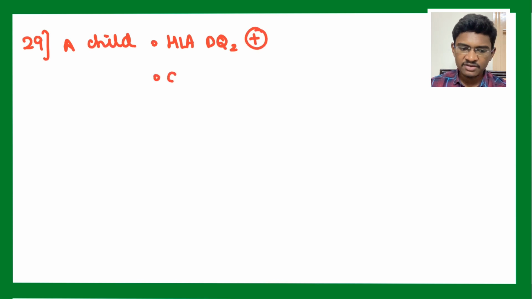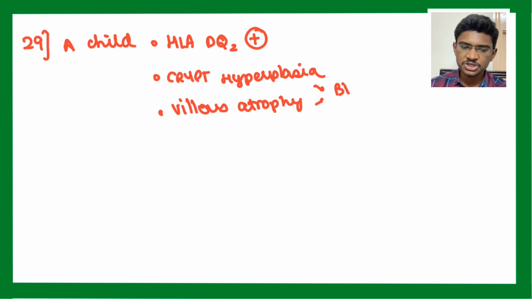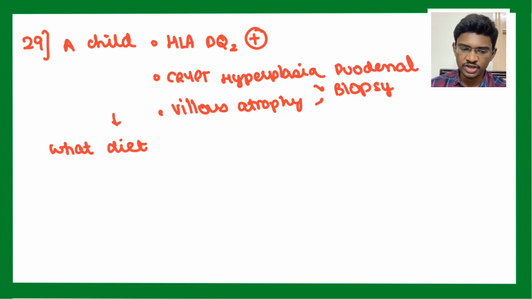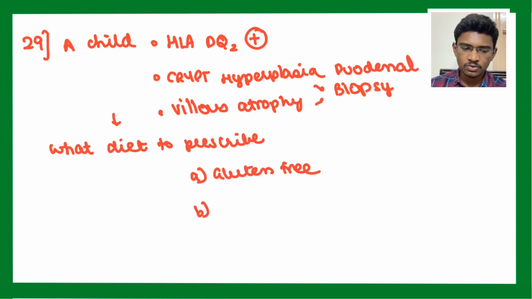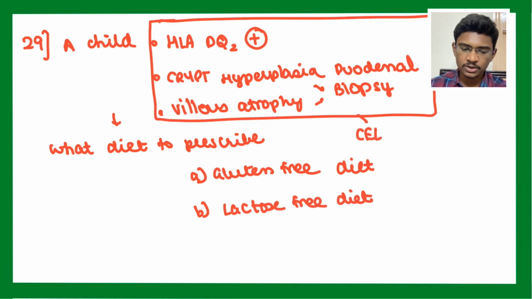A child having HLA-DQ2 positivity, and duodenal biopsy shows crypt hyperplasia and villous atrophy. In this patient, what diet are you going to prescribe? Lactose free diet or gluten free diet. HLA-DQ2 indicates celiac disease. Along with this, biopsy findings also indicate celiac disease. So in this patient, you will obviously prescribe a gluten free diet.